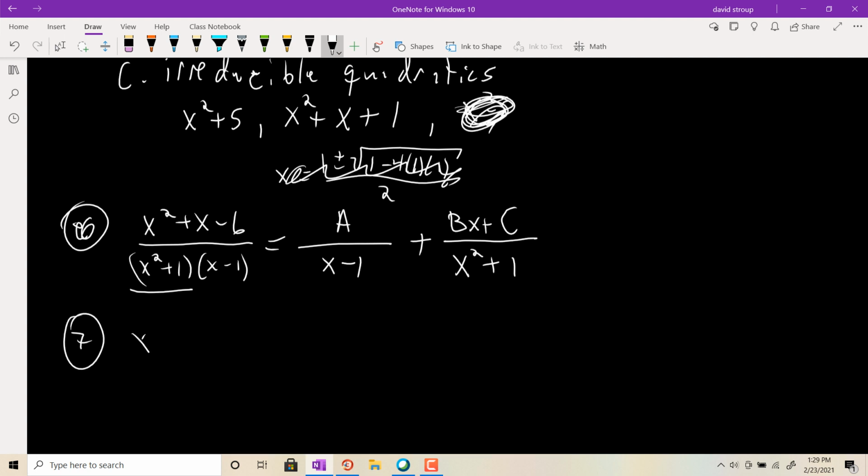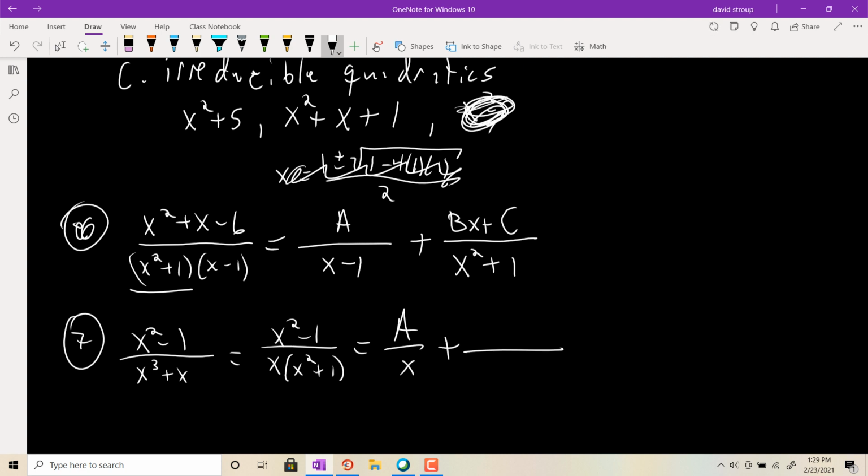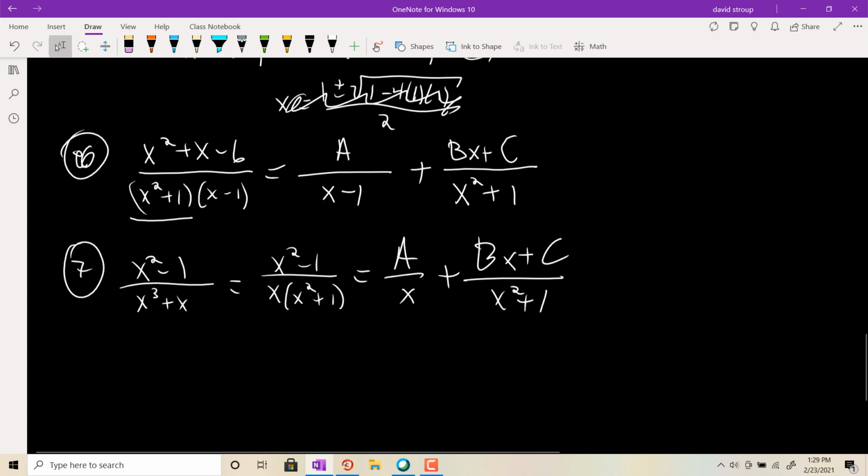We have x squared minus 1 all over x cubed plus x. This thing needs to be factored first. So I have x squared minus 1 all over x times x squared plus 1. Then I have 1 linear factor, the x, and then 1 quadratic, x squared plus 1. And in the numerator of the quadratic, you put bx plus c.